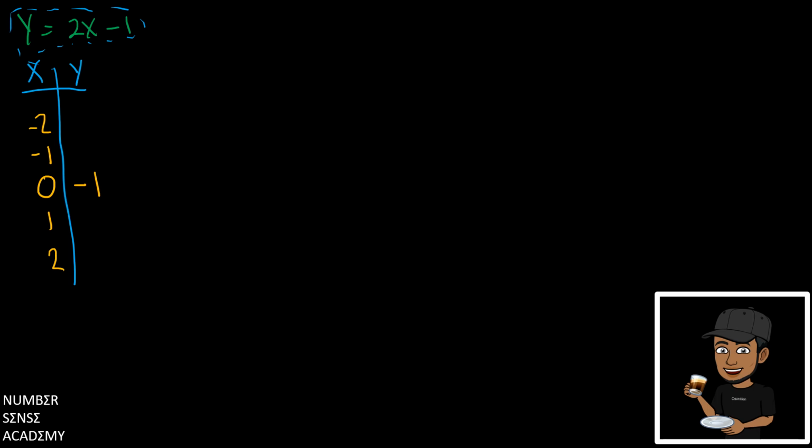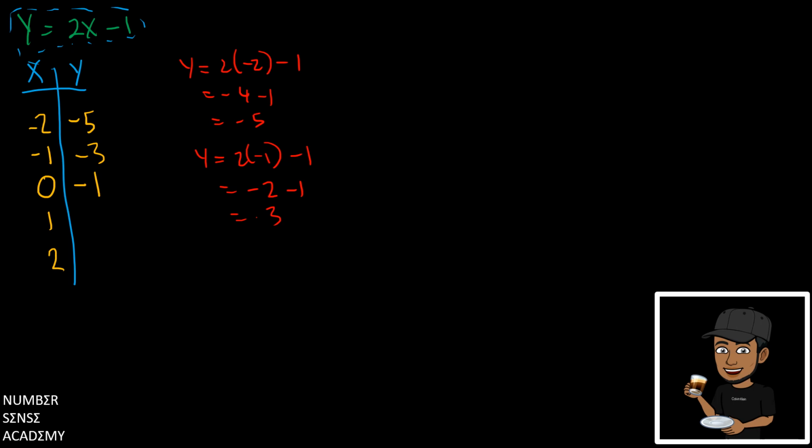Okay, so now we're going to plug all these remaining values into the equation and get their corresponding y values. So the first one, I have y is equal to 2 times -2 minus 1. So this is -4 minus 1, which is equal to -5. So I get a -5 right here. And for the next one, -1, I get y is equal to 2 times -1 minus 1, which is -2 minus 1, which is -3. So I went from -5 to -3 to -1.